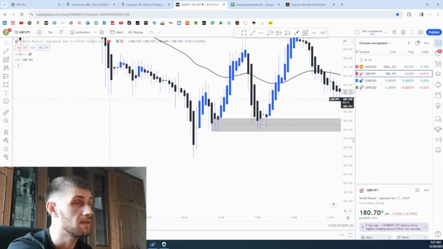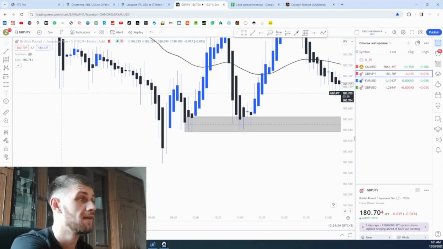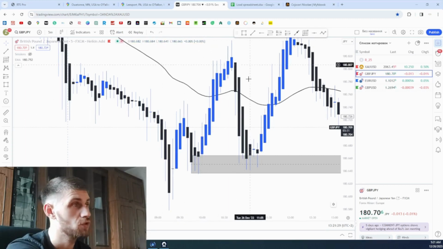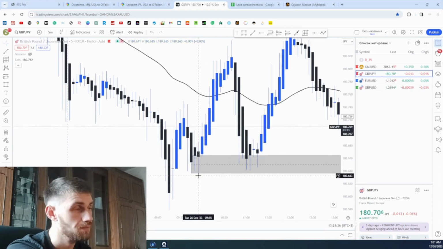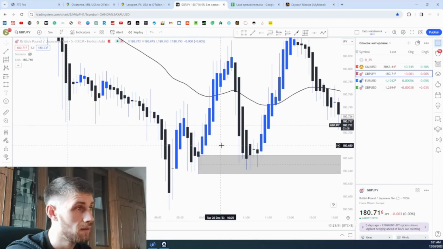As an entry point here, this is how I was doing it. First thing you can do is just wait. For example, it's got a push, broke a structure, and now we wait for a pullback to come into the zone. Usually I drag the zone from the bottom of the wick, and when the first blue candle is formed, you drag it from this area, from the bottom of this wick. So that's gonna be my supply area.